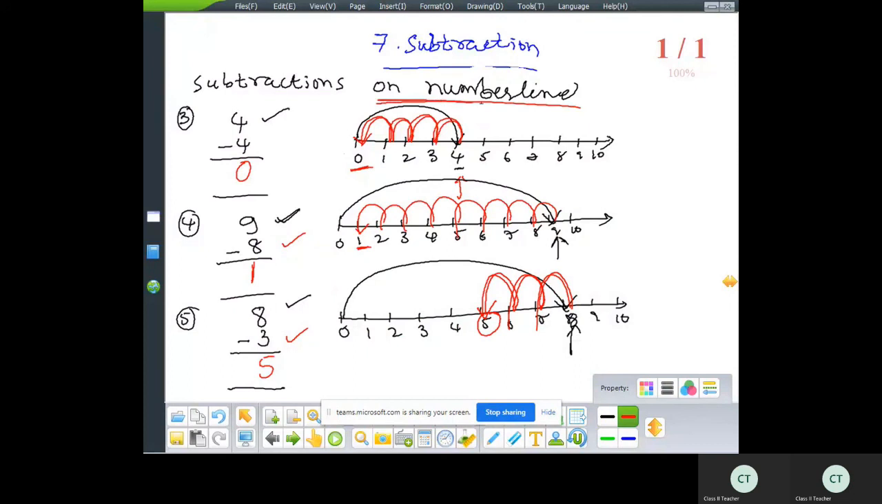Dear students, write this note and do practice very well at your home. You take different numbers or same numbers. These subtractions are very important.